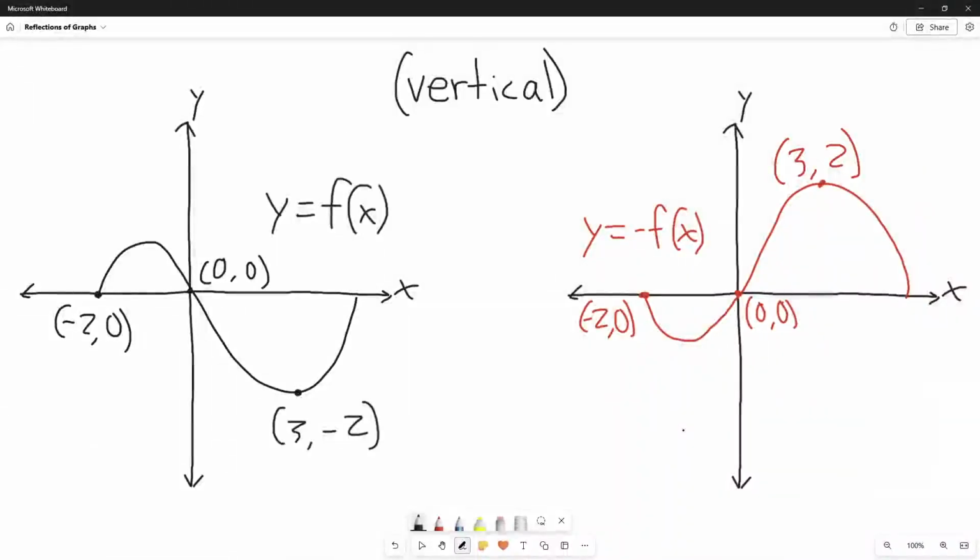The second type of reflection is a vertical reflection, which is a reflection over the x-axis. In this one, if you have y equals f of x, and then you reflect it over the x-axis, or do a vertical reflection, then your resulting graph will be y equals negative f of x.